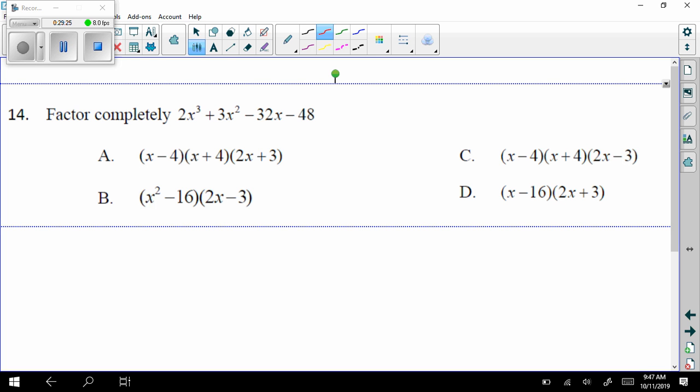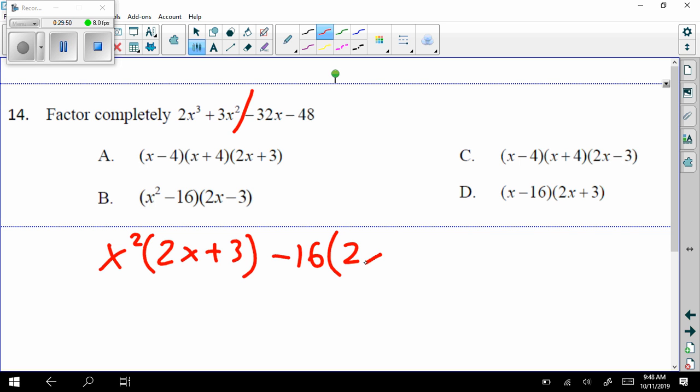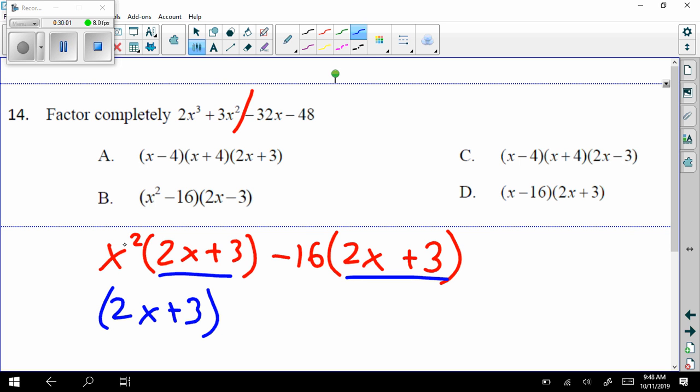Number 14, factoring. Since there are 4 terms, we split it down the middle. We do factor by grouping. So on the left side, we can take out an x squared, and you're left with 2x plus 3. On the right side, we can take out a negative. 32 and 48 can be divided by 16. And we're left with 2x plus 3. 2x plus 3 is common. That's a factor. X squared minus 16, that's our other factor.